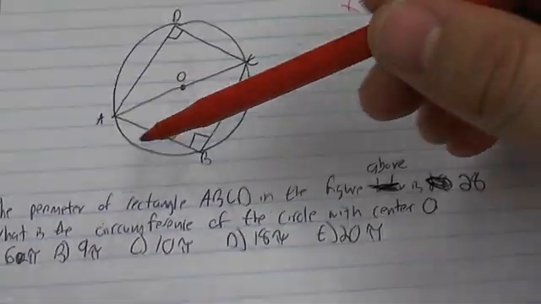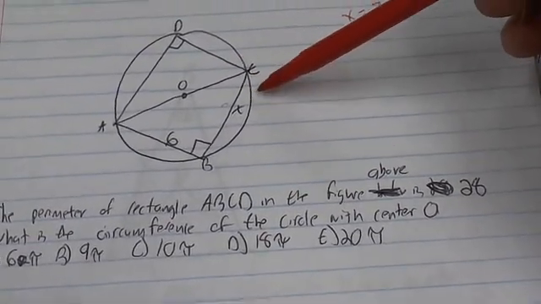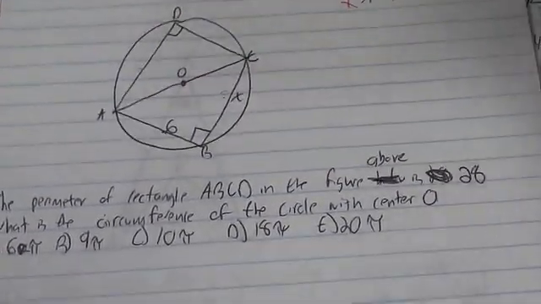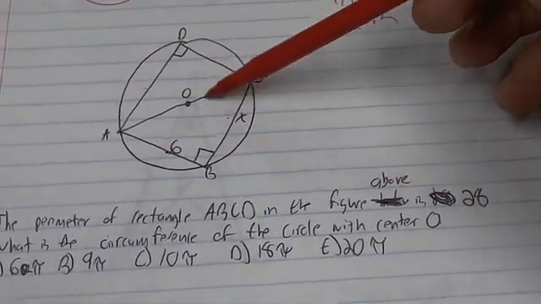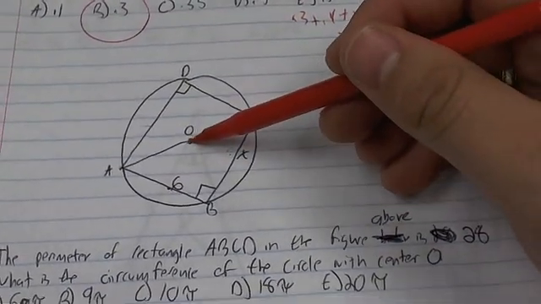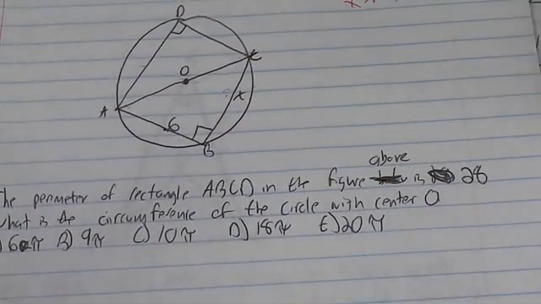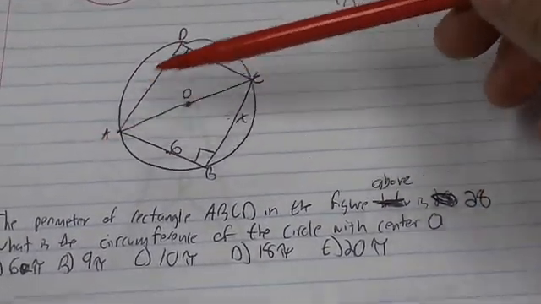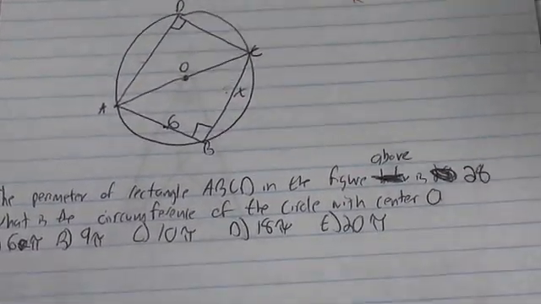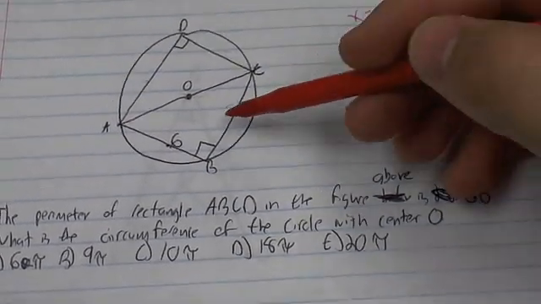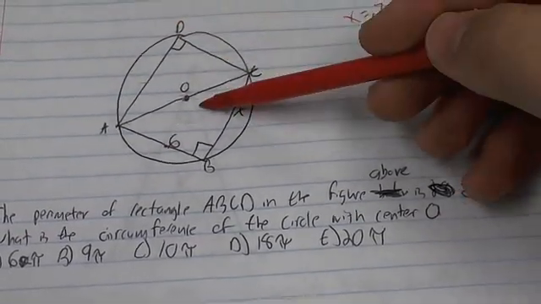Alright, the perimeter of the rectangle ABCD in the figure above is 28. So this plus this plus this plus this is 28. What is the circumference of the circle with the center O? So the center is O, it means this is the radius, and that's also the radius. So now, we're at rectangles, and whenever you cut a rectangle or square in half, you make right triangles, because rectangles and squares have right angles in the corners. So this is 6, and this is x, and this is something else.